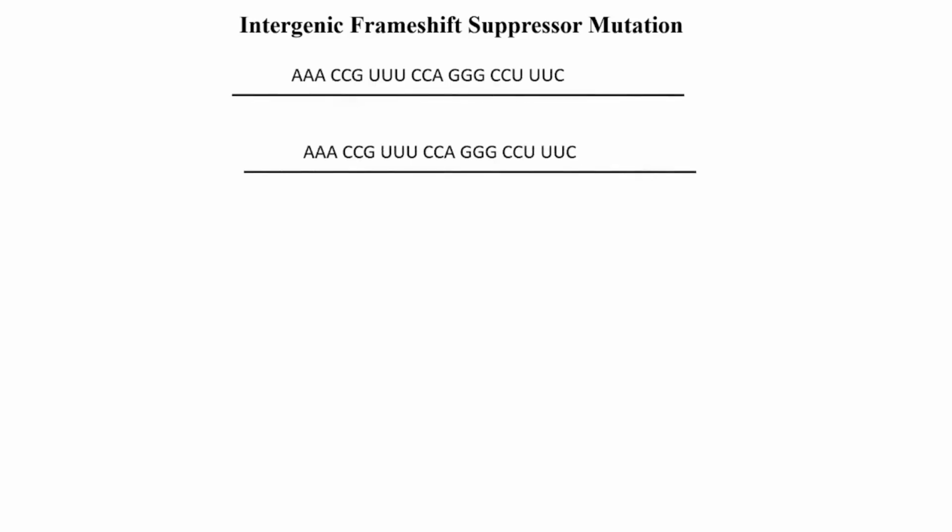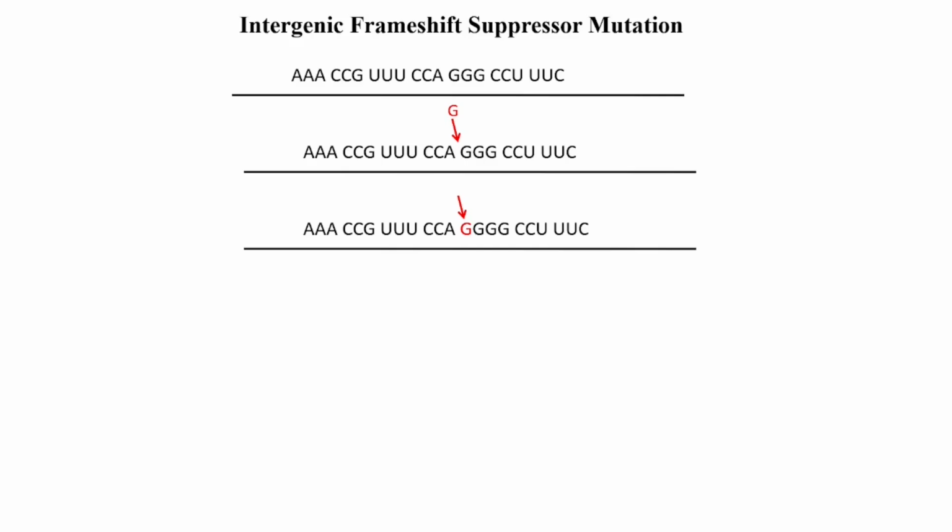We have seen in the previous lecture how insertions and deletions can cause frameshift mutations. This is an mRNA sequence. In this mRNA sequence, addition of a base G will shift the frame, leading to a frameshift mutation. Intergenic frameshift suppressor mutations depend on a suppressor tRNA which can restore the reading frame. For this, it should have 4 bases in its anticodon loop.